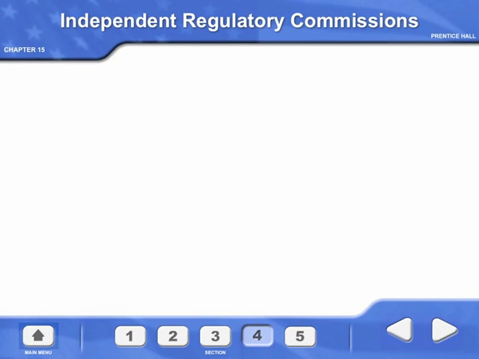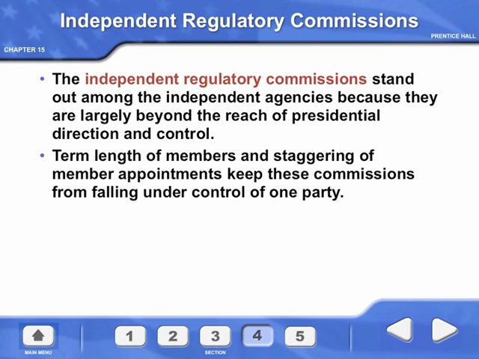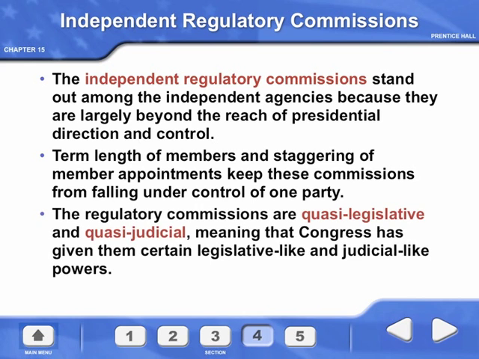Independent regulatory commissions stand out among the independent agencies because they are largely beyond the reach of presidential direction and control. The term length of members and staggering of member appointments keep these commissions from falling under control of one party. The regulatory commissions are quasi-legislative and quasi-judicial, meaning that Congress has given them certain legislative-like and judicial-like powers.